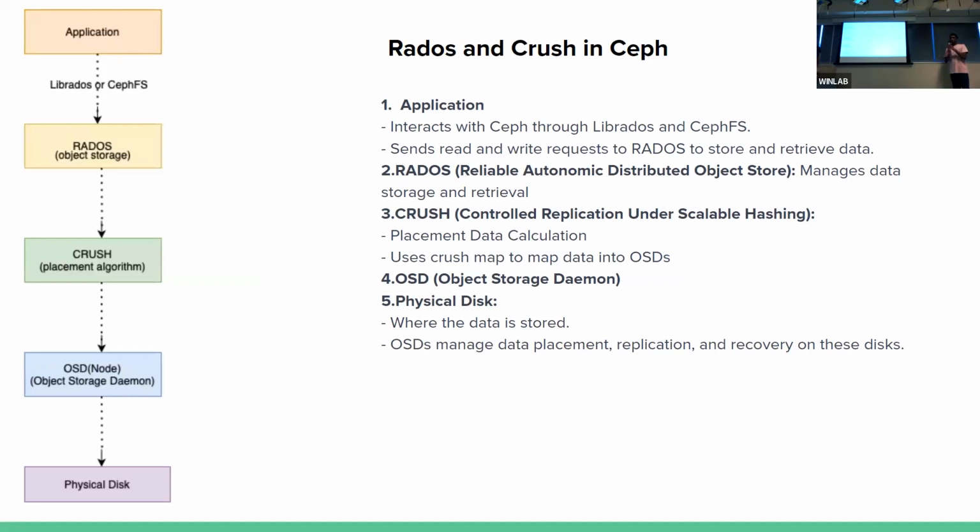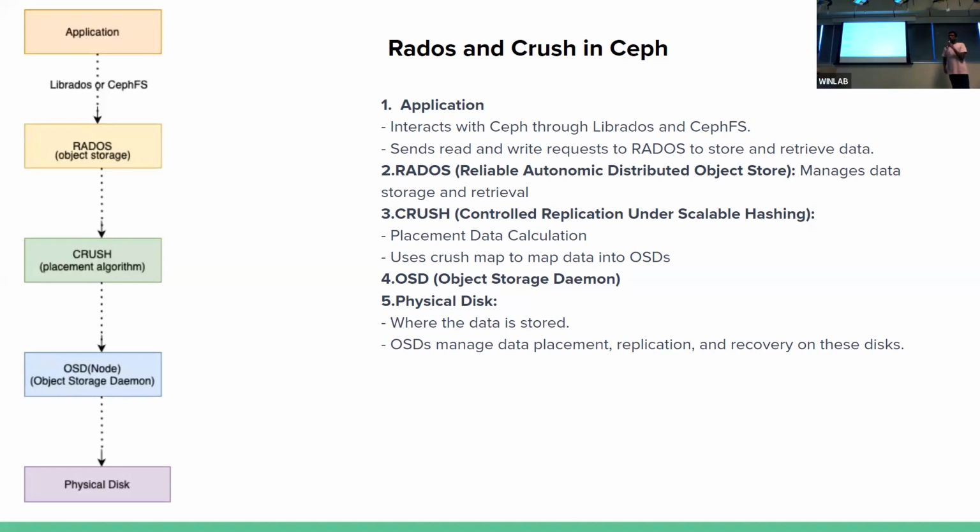So RADOS and CRUSH are 2 important parameters that need to be paid attention to when working with CEPH. The flowchart here basically represents how the bottom layer depends on the top. You have the application first, which interacts with CEPH through what's known as librados and the CEPH file system. It sends read and write requests to RADOS, which basically stores and retrieves data. And RADOS, as I already said, is basically responsible for storage.